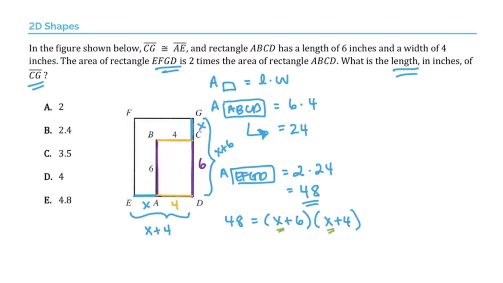2 plus 6 is 8, times 2 plus 4, which is 6. Guess what 8 times 6 is? It's 48. So I would know that the answer is A.